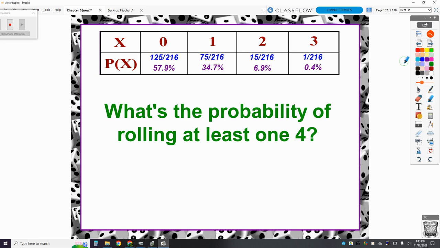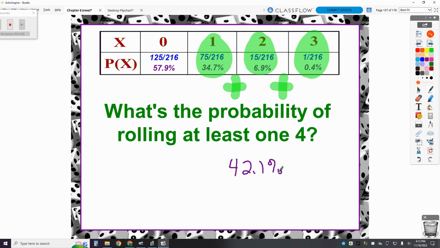What's the probability of rolling at least 1 4? Ooh, at least 1. That means I could roll 1, or I could roll 2, or I could roll 3. So what would I do with those 3 probabilities? We would add them together. And what do those come out to be? That would add up to be 42.1%.